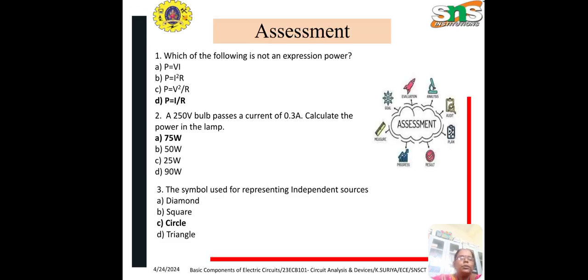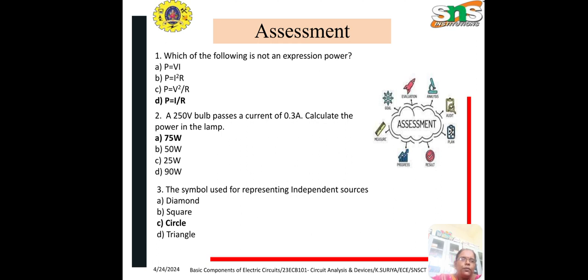So hope you understood some of the basics needed for electric circuit analysis. We will take up some assessment questions. First one is, which of the following is not an expression for power? Yes, you know power is equal to V into I, I square R and V square by R. So the answer here is P is equal to I by R.